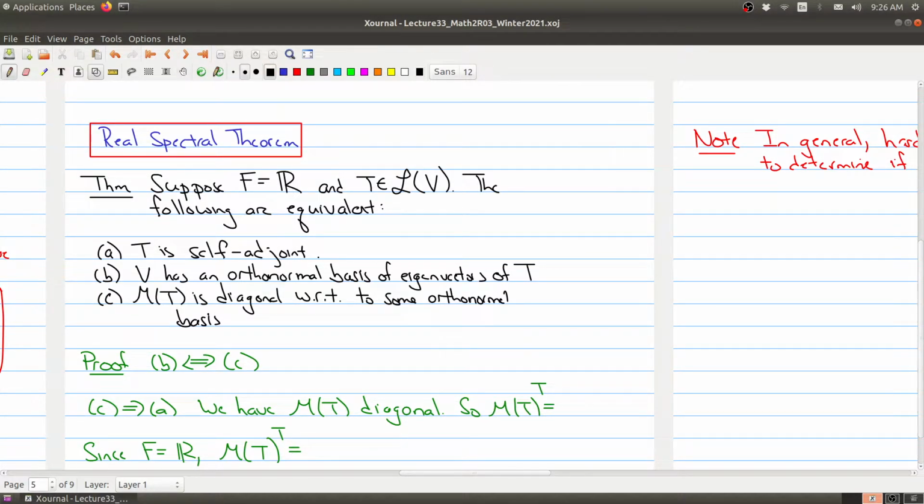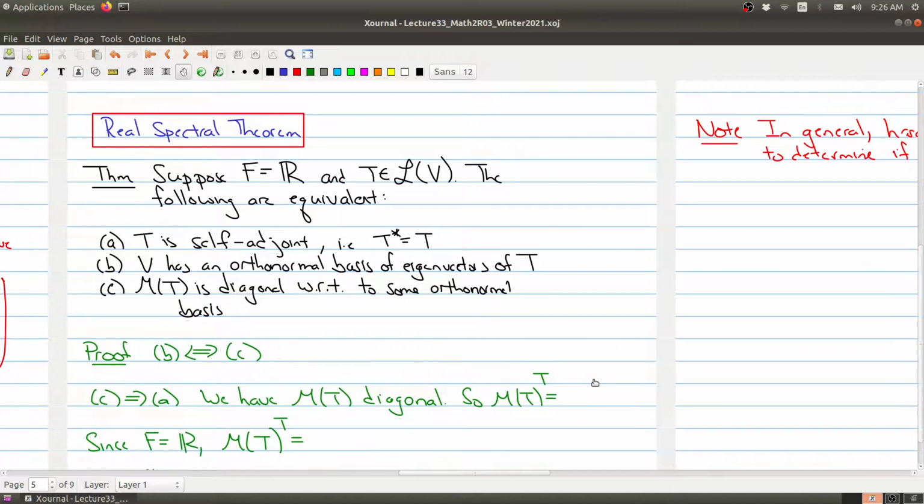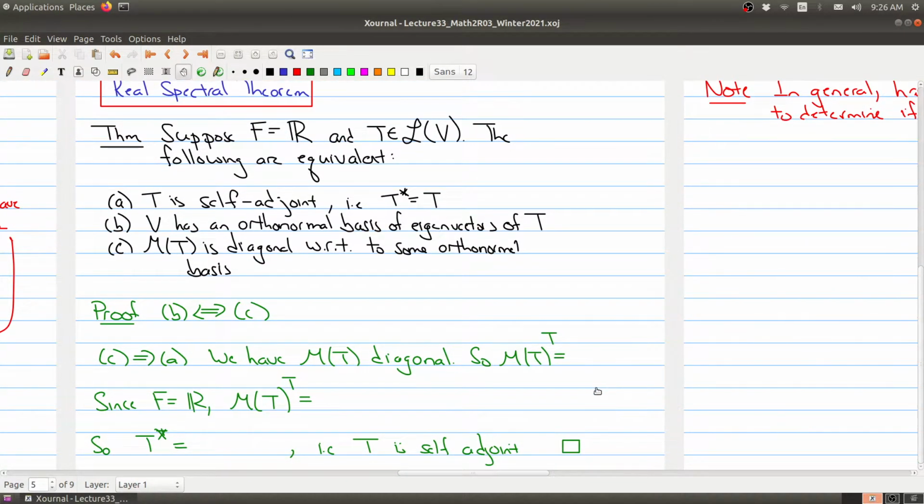I don't know if you remember that, but that means that T star, the adjoint of T, is equal to T. Then V has an orthonormal basis, and the matrix can be diagonalized with respect to some orthonormal basis. We'll go through the proof, but we're not going to go into complete detail.